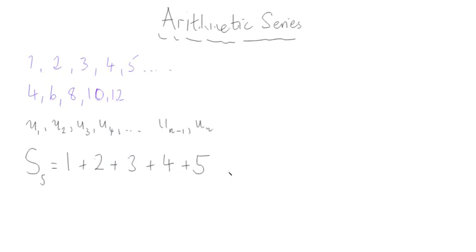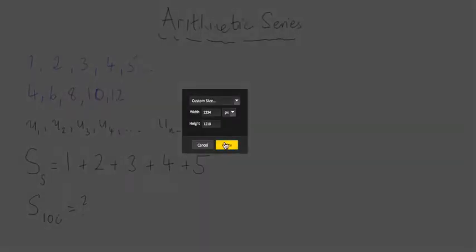So the sum of an arithmetic sequence is called a series, and it's given the capital letter S. For example, in the first one here, the sum of the first 5 terms would be 1 plus 2 plus 3 plus 4 plus 5. And that's quite easy to do. But what about the sum of 100 terms? That's a lot harder to work out. So we're going to come up with a general formula to work out the sum of the first n terms. Let's take a new screen for that.